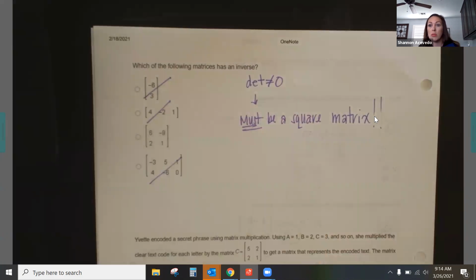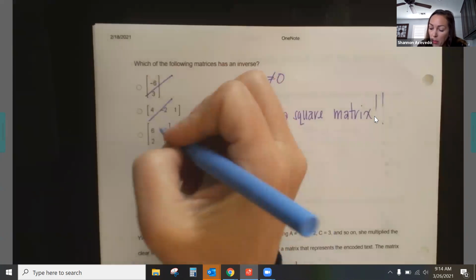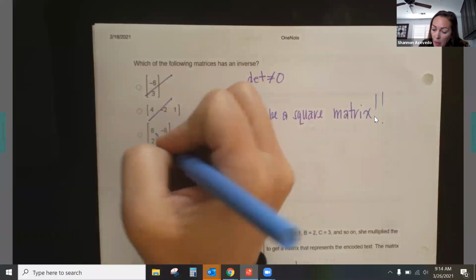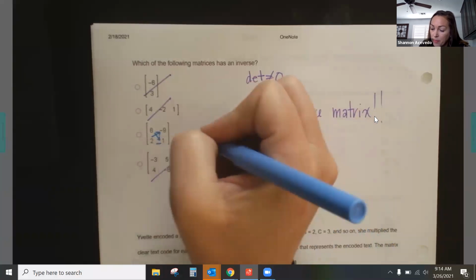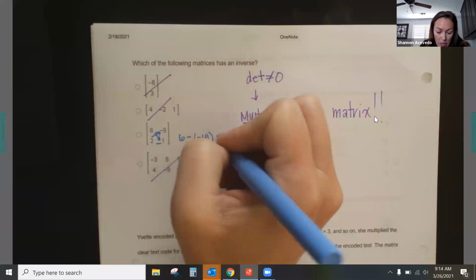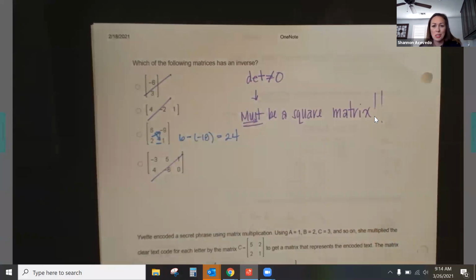I'd hate for there to be no solution. So again, my determinant cannot be 0. So this is going to be 6 times 1 is 6 minus 2 times negative 9, which is going to be a negative 18. So my determinant was 24, which is not 0. So this is the correct answer. I could have picked it out again because it was the only square one. So just things to think about.